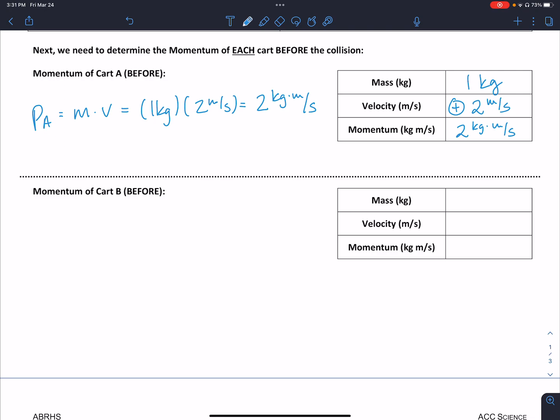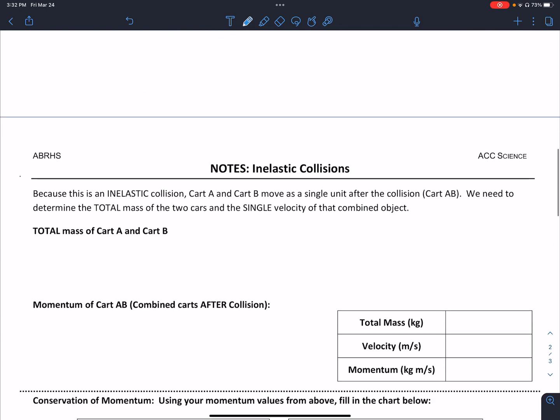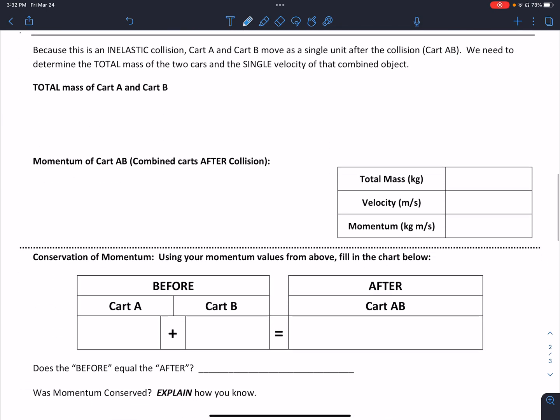For cart B, it's also got a mass of 1 kilogram, but it is at rest, so its velocity is 0. So the momentum of B is equal to its mass times velocity, and in this case, that's 1 kilogram times a velocity value of 0. So our momentum is 0. Easy enough. Now let's look at what happens after.